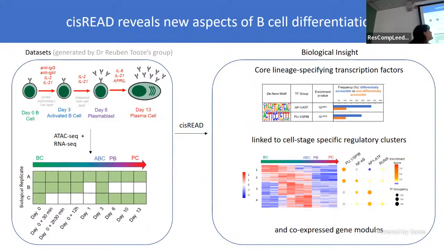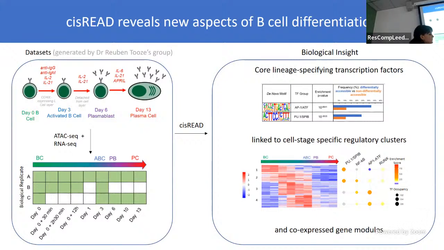So the method's been applied to this data set here, which was generated by Dr. Ruben Tusa's group over at St James's. What they've done is they've taken matched ATAC-seq and RNA samples from 3 biological replicates at 9 time points across this process here of in vitro B-cell differentiation. And we applied our method to try and understand how transcriptional circuits are rewired as these cells are activated by invading antigens and stimulated to differentiate into antibody secreting plasma cells.